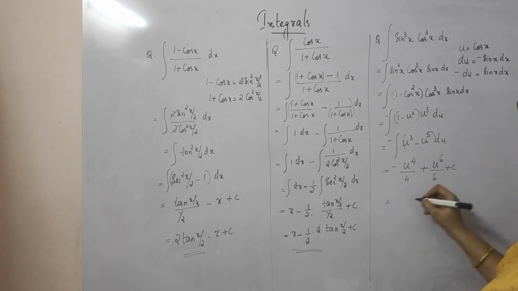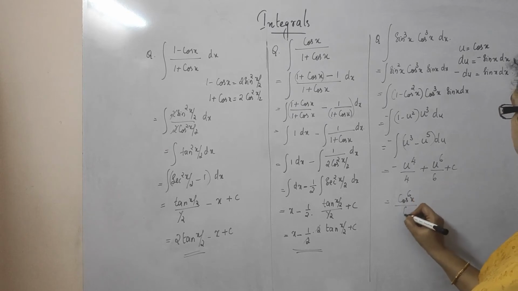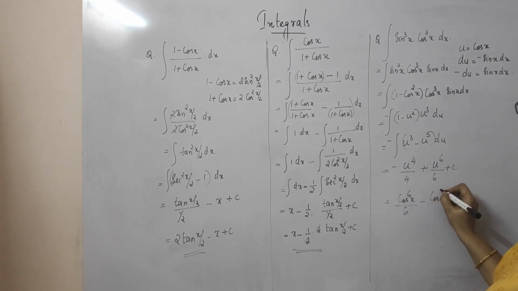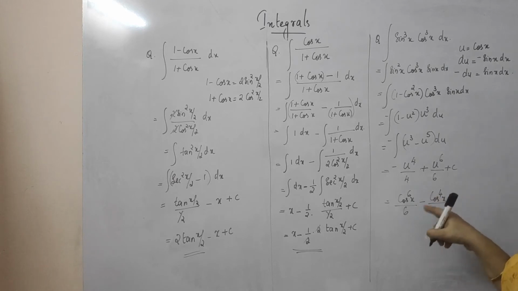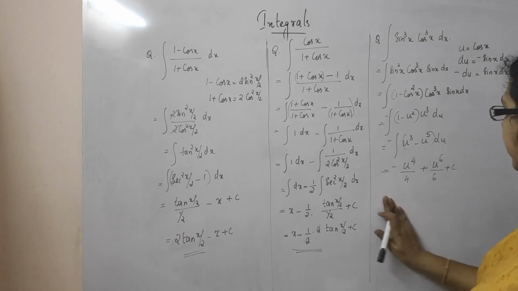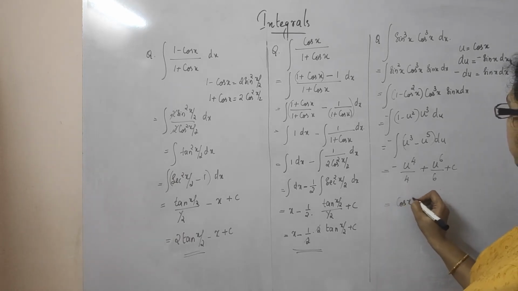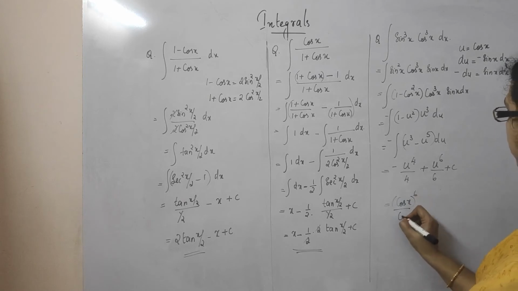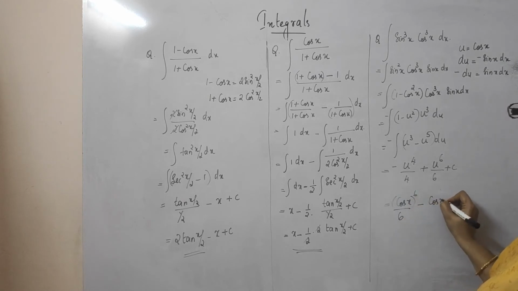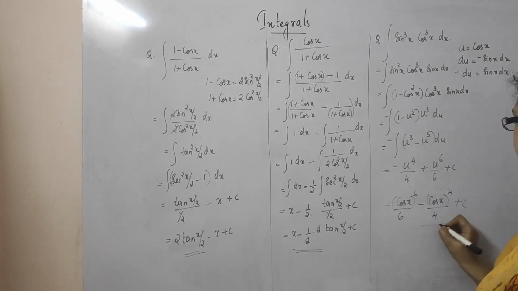That gives me u is what? Cos x. Cos x raised to the power of 6 by 6 minus cos x raised to the power of 4 by 4. I'll write it like this, no more confusion. So it is cos x raised to the power of 6 by 6 minus cos x raised to the power of 4 by 4 plus c.